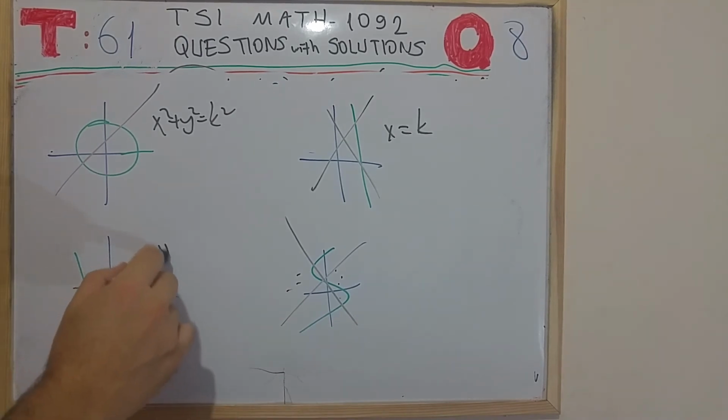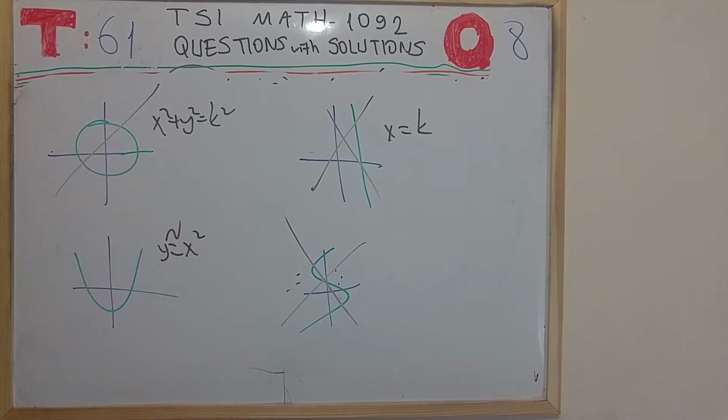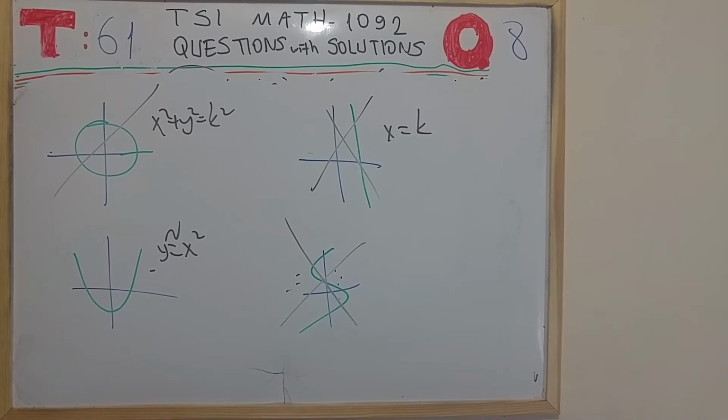This looks like something like y is equal to x squared, or is proportional to x squared, so this could be the answer. This would be the answer.